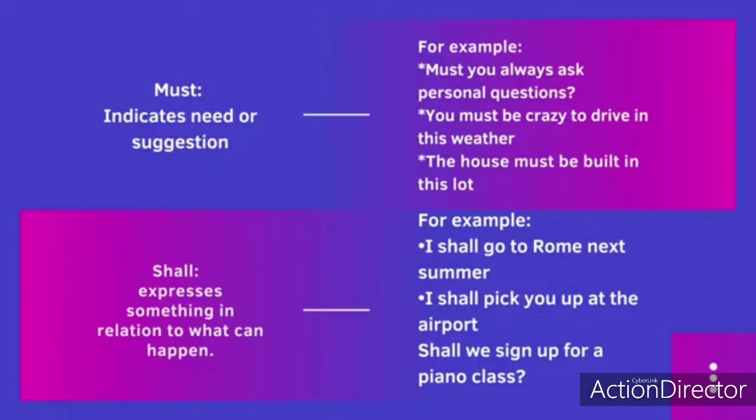Shall. This is not a very common verb because it is formal. Its meaning is like that of the verb will. It expresses something in relation to what can happen. For example, I shall go to Rome next summer. I shall pick you up at the airport. Shall we sign up for a piano class? All three indicate the relationship to something to happen in the future.